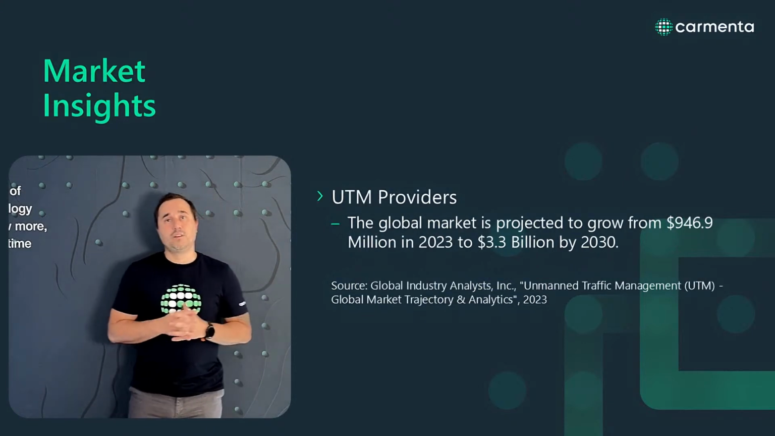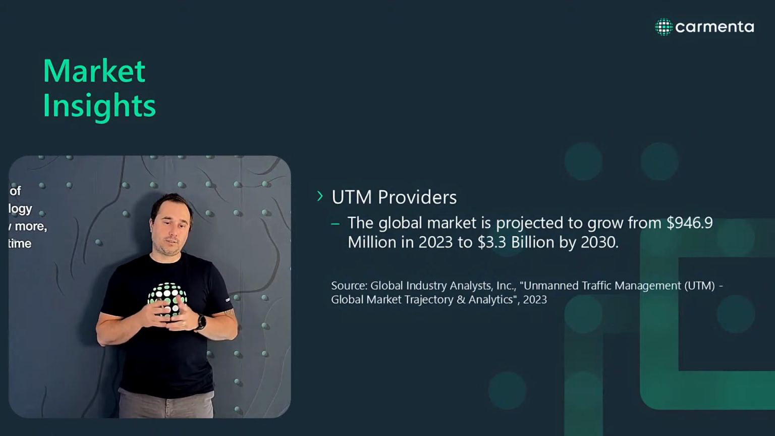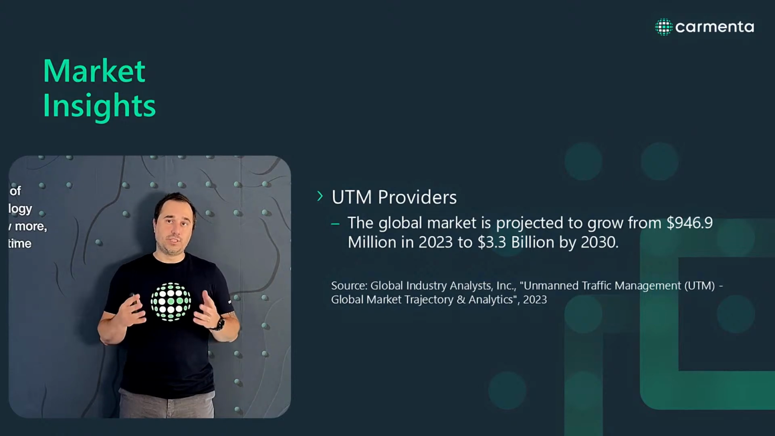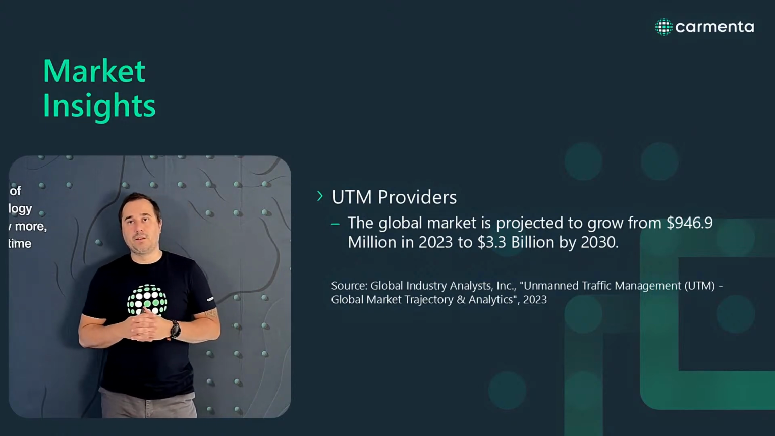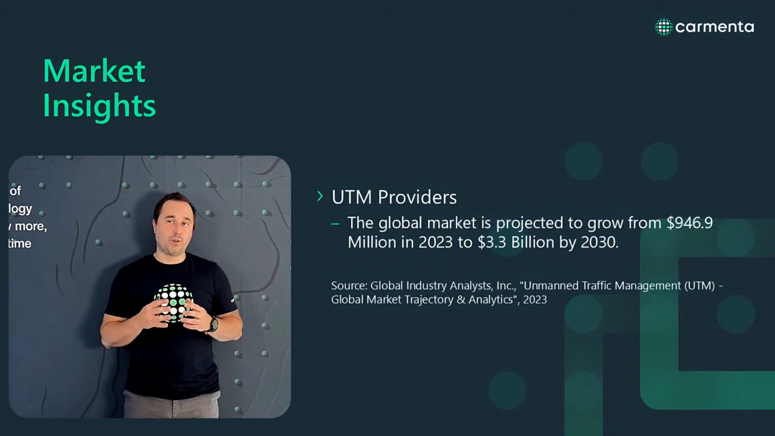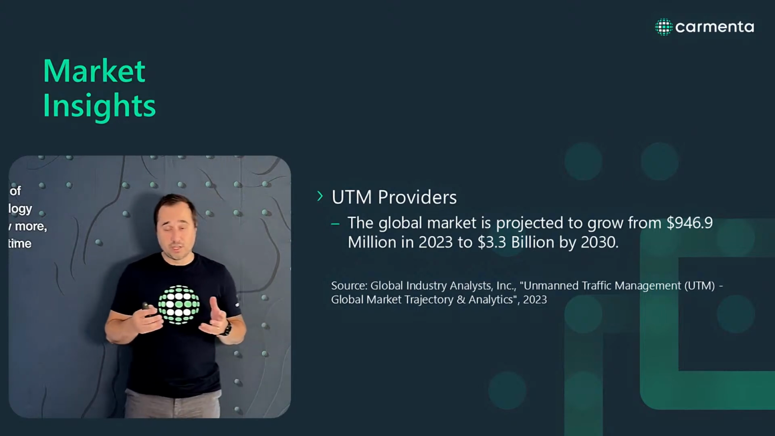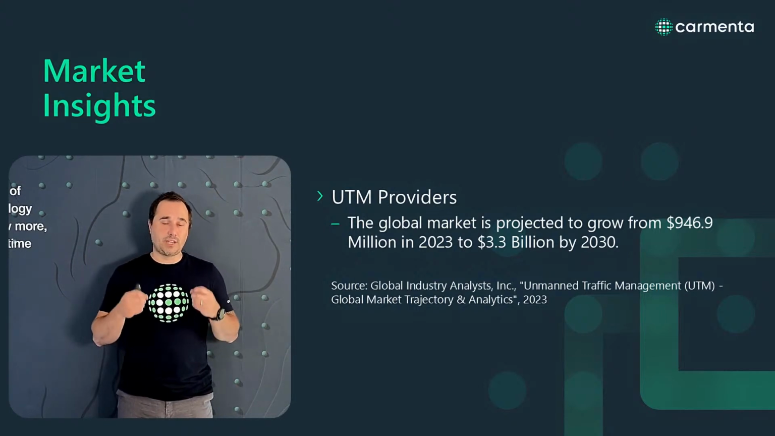So one more, for UTM providers, from another research published by an American research company. They published recently that for a very important system of the UAS ecosystem, the UTMs, the traffic management systems, a projection of growth of the global market from $900 million in 2023 to $3.3 billion by 2030. So that shows that we are expecting our skies to get more and more crowded, and the importance of such traffic management systems.